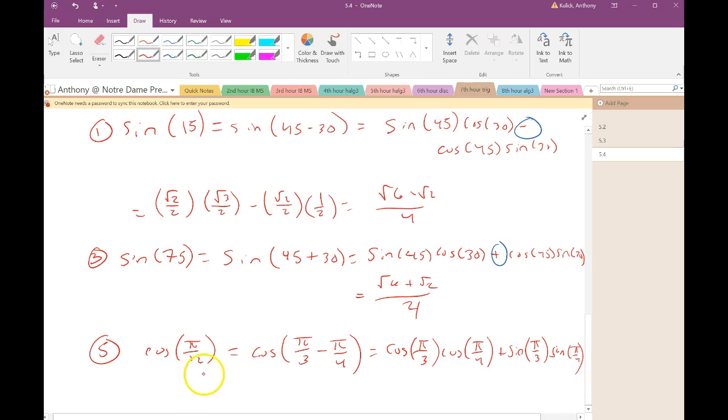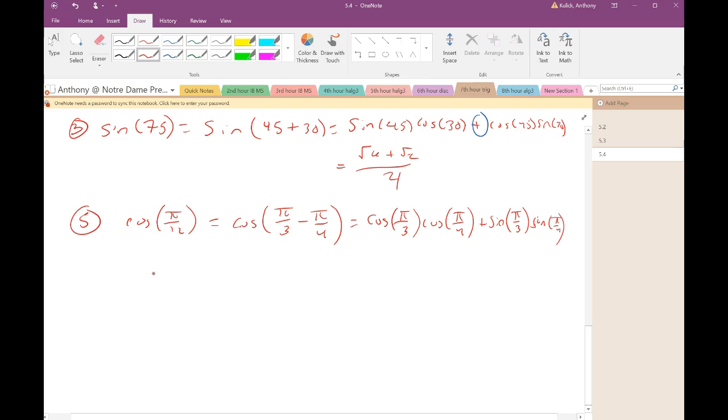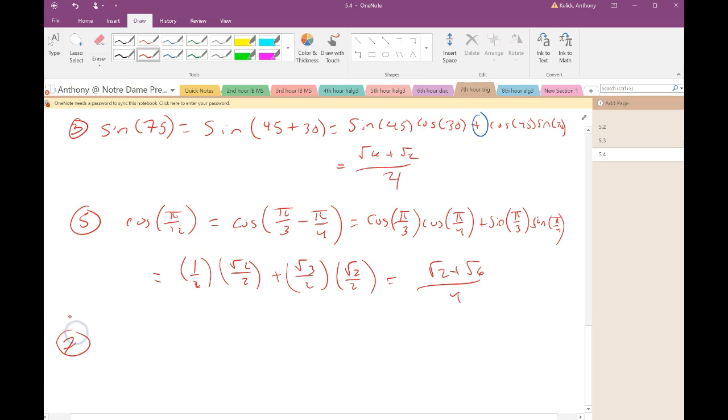And then we go to our unit circle. Cosine of pi over 3 is 1/2. Cosine of pi over 4 is root 2 over 2. Sine of pi over 3 is root 3 over 2. And then sine of 45 is root 2 over 2. So we have square root 2 plus square root 6 over 4. On to 7.